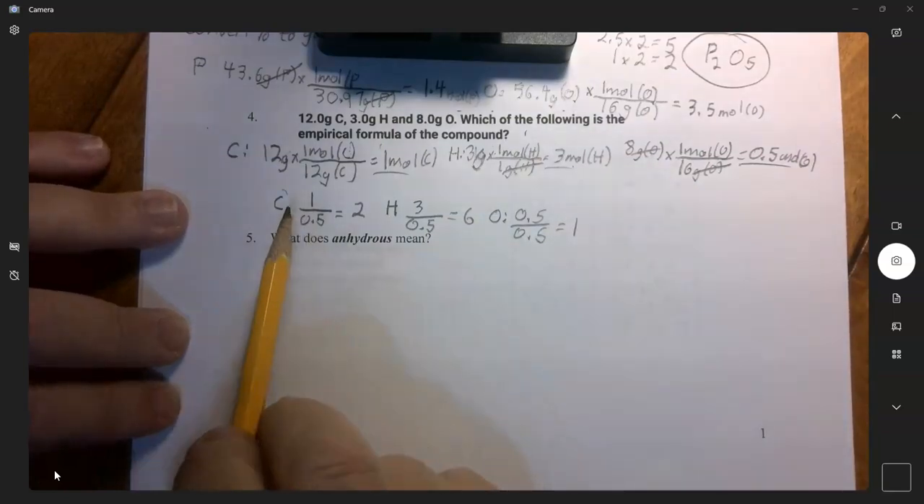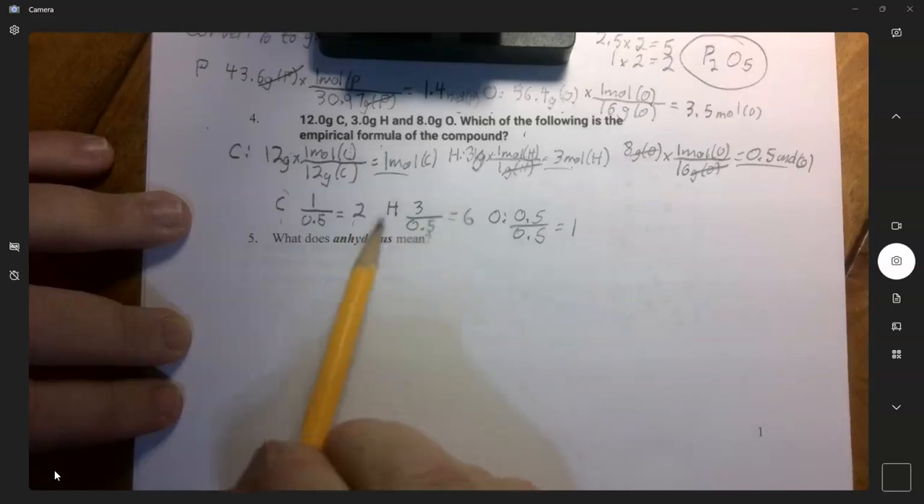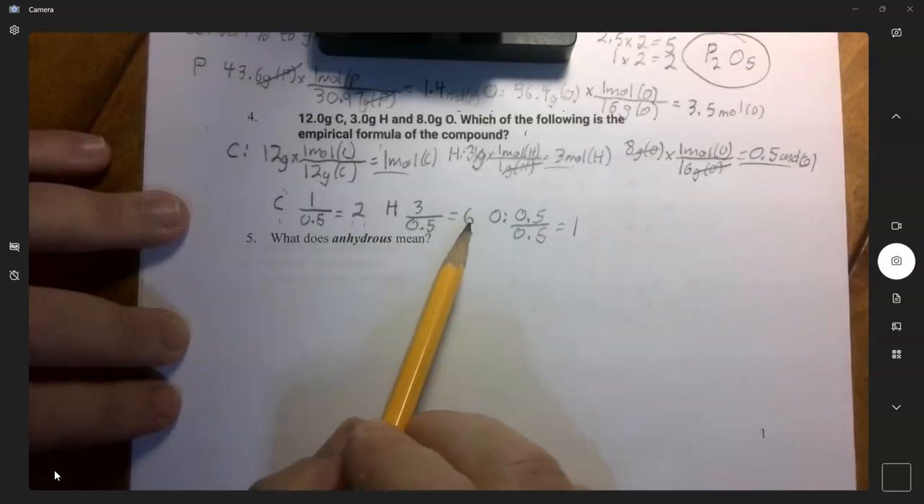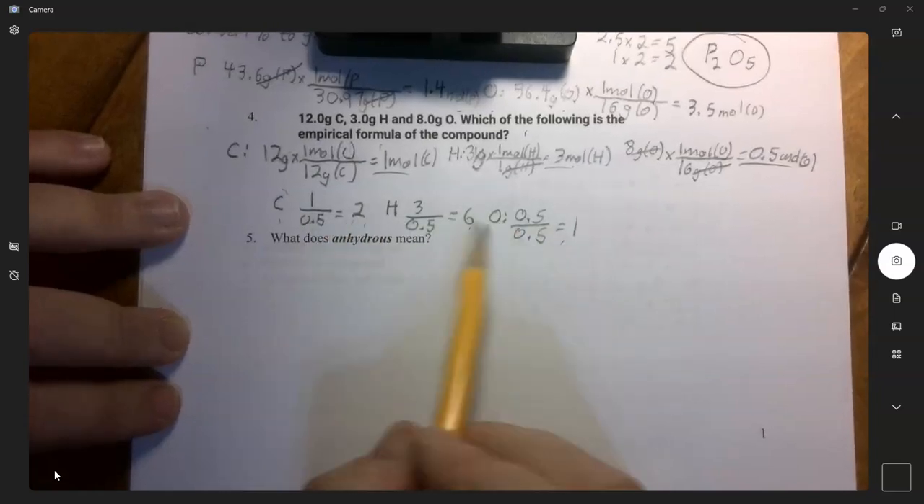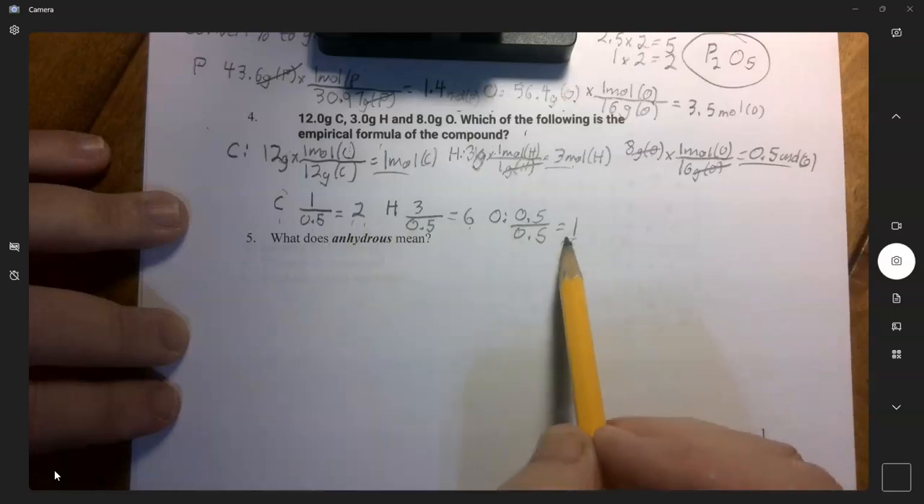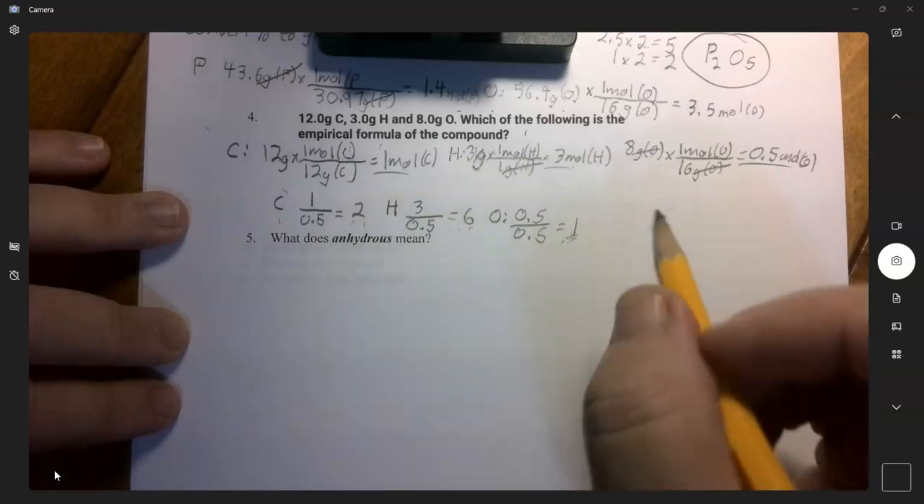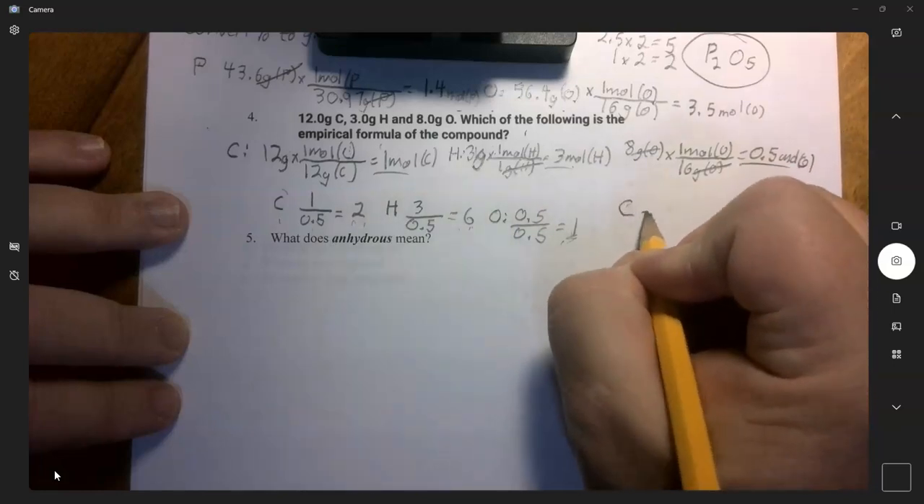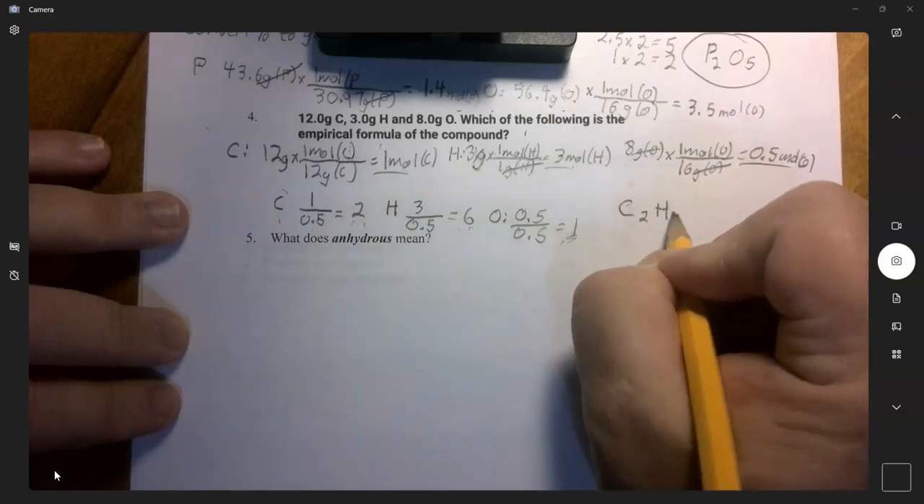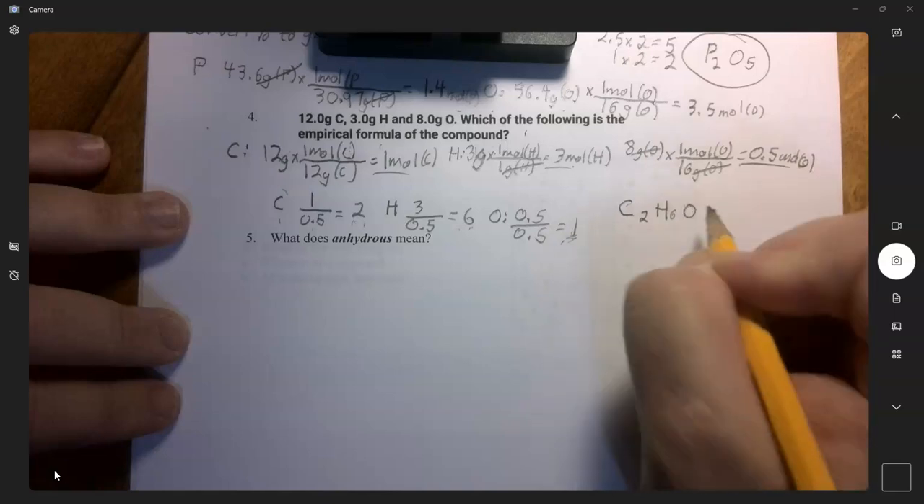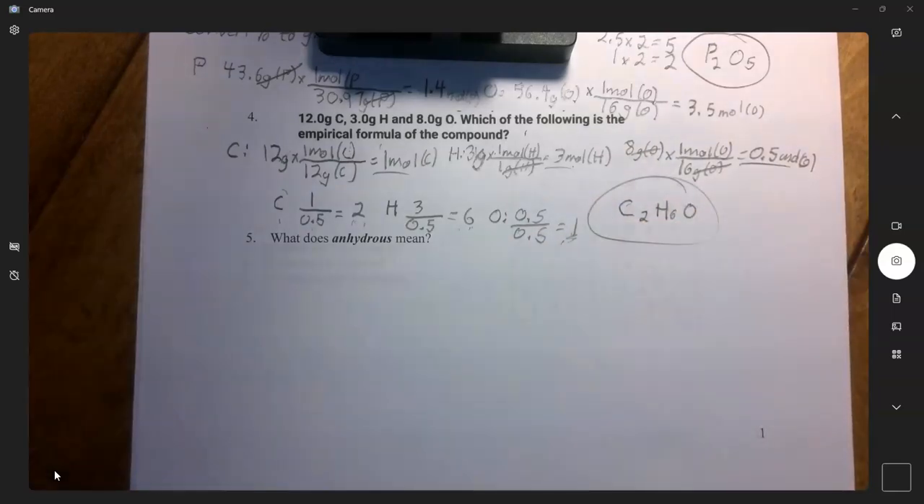Okay, so it's going to be C2H6O1. You can't reduce that. If you could reduce that, if for example this was a 2, you could have reduced it down to 6,2. You could have reduced that, but you can't here. So it's going to be C2H6O. Okay, and that'll be your answer for that.